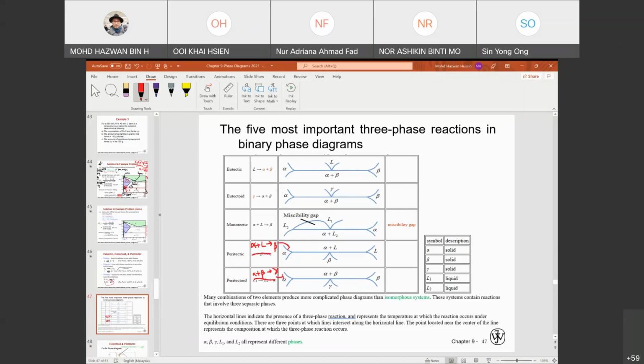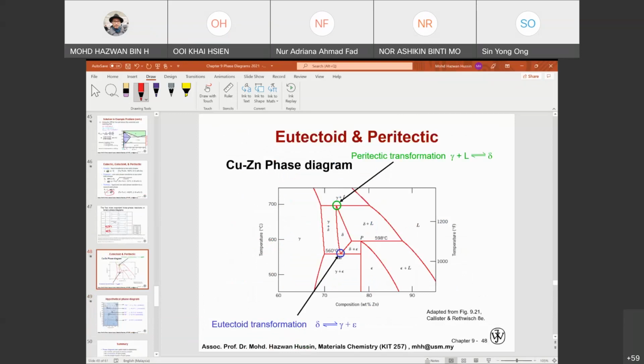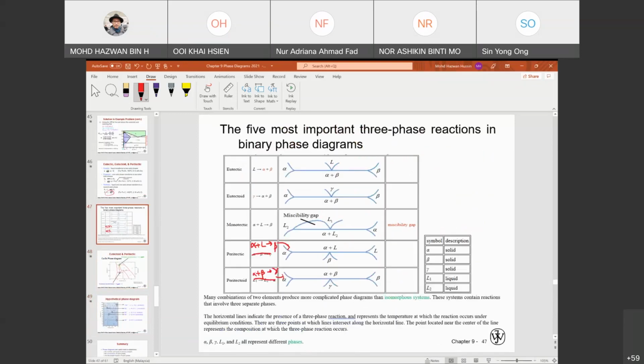Right. So I guess later on in your assignments, I will give a few examples and you can identify which one is eutectic, eutectoid, monotectic, peritectic, and also peritectoid. So this one, I guess we will continue tomorrow. So far, any questions?